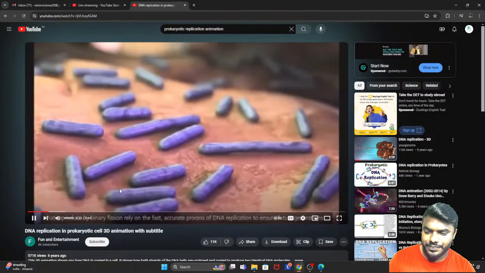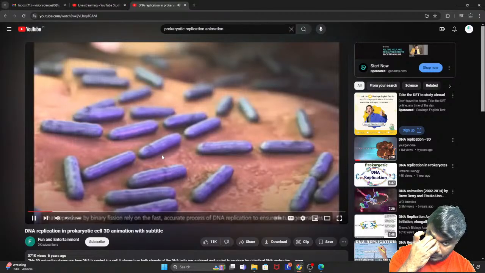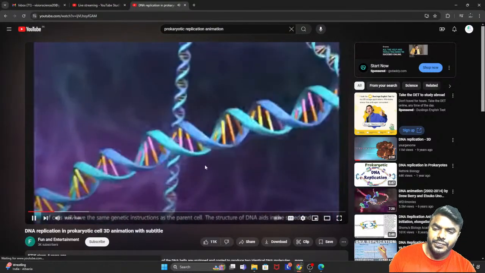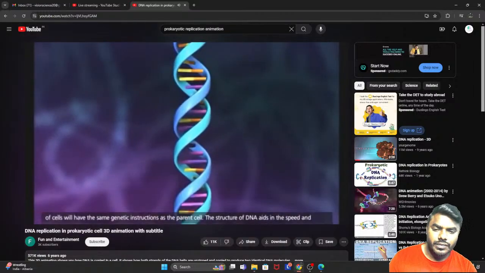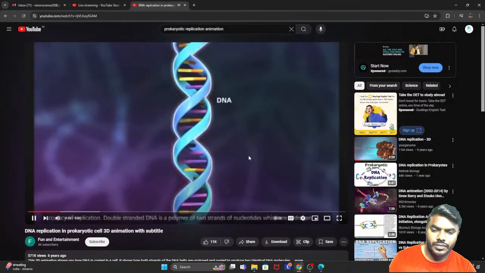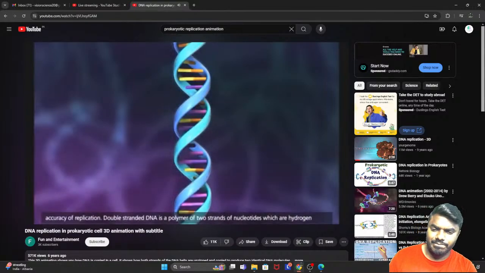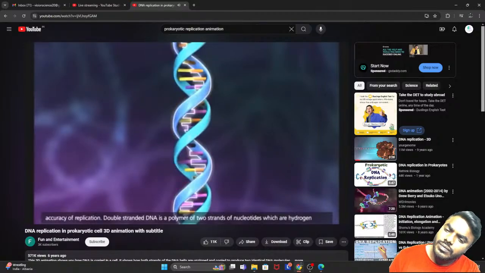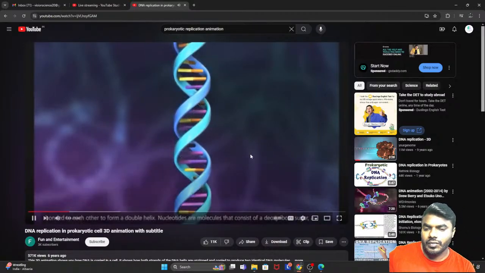Accurate process of DNA replication to ensure future generations of cells will have the same genetic instructions as the parent cell. The structure of DNA aids in the speed and accuracy of replication. Double-stranded DNA is a polymer of two strands of nucleotides which are hydrogen bonded to each other to form a double helix.